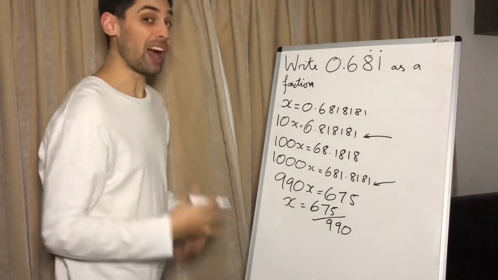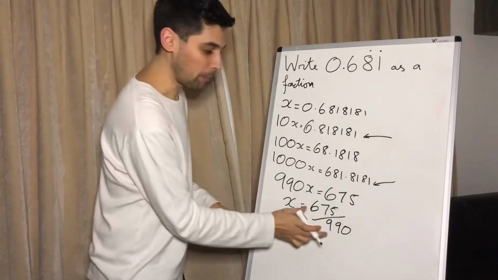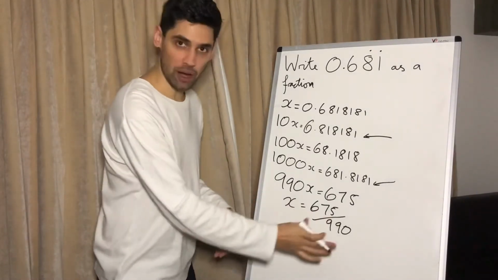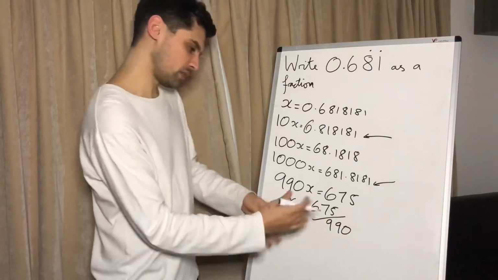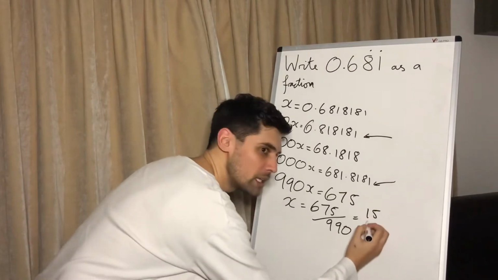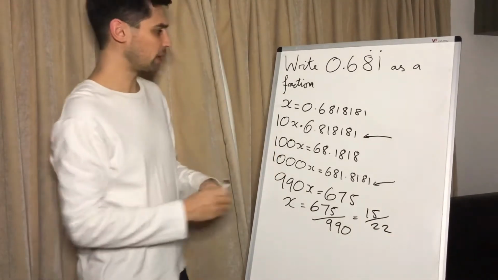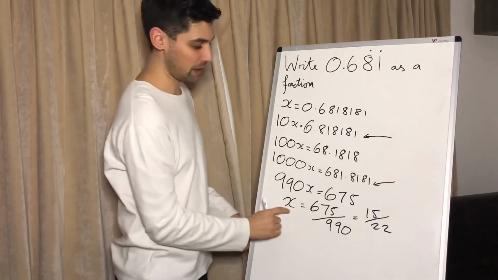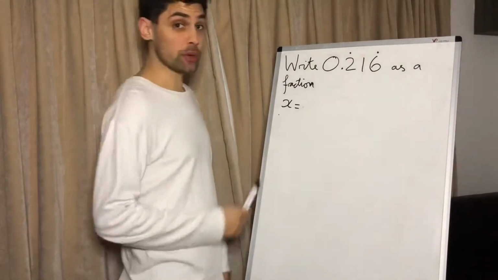990, which is the unsimplified version, and just plugging that into your calculator or doing some step-by-step cancelling out, dividing by 5 and some various other numbers, we will end up with 15 over 22 as the final answer. So because x equals this, and we've worked out x equals that, therefore that equals that. So let's do another example.